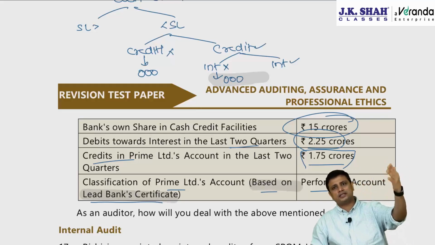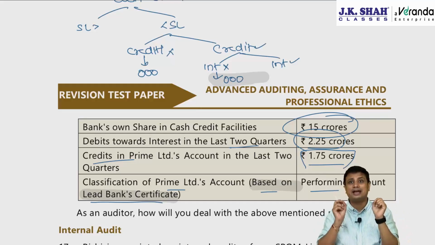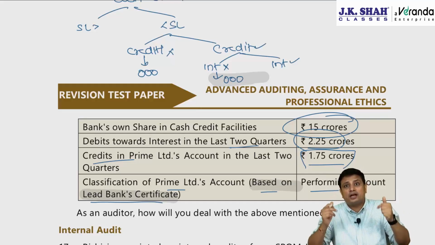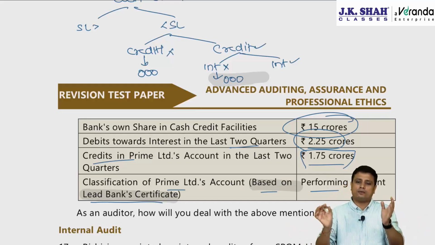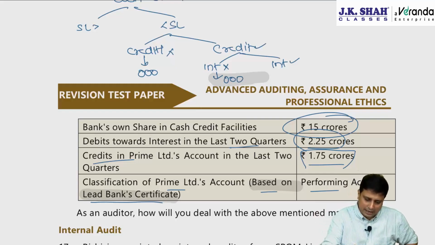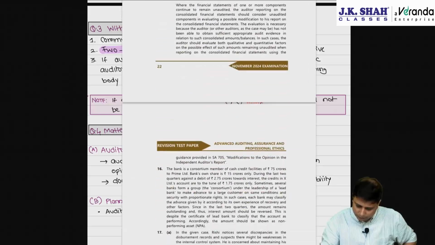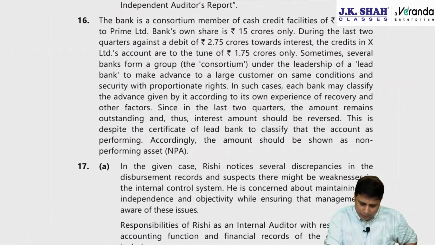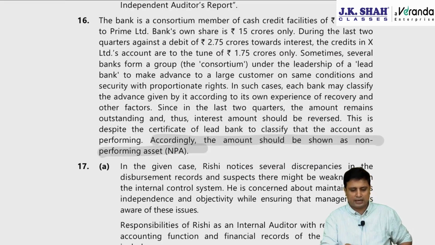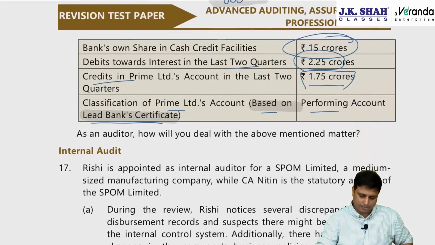We don't classify this on the basis of lead bank certificate. It is to be classified on the basis of recovery. Since there is no recovery, we will have to classify this asset as NPA. So here we will classify the asset as what? NPA, because there was no recovery. The amount should be shown as NPA, that is a non-performing asset.